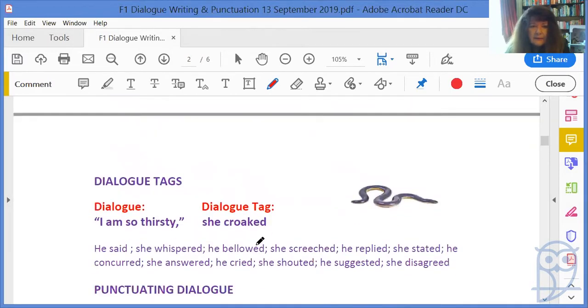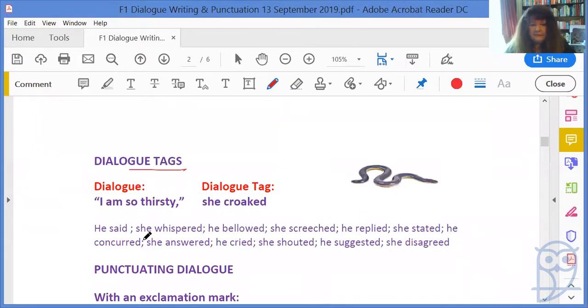Right. What on earth is a dialogue tag? Dialogue tags. There's an example for you right here. There's your dialogue. I am so thirsty. She croaked. Right? So that verb we're using is a dialogue tag.